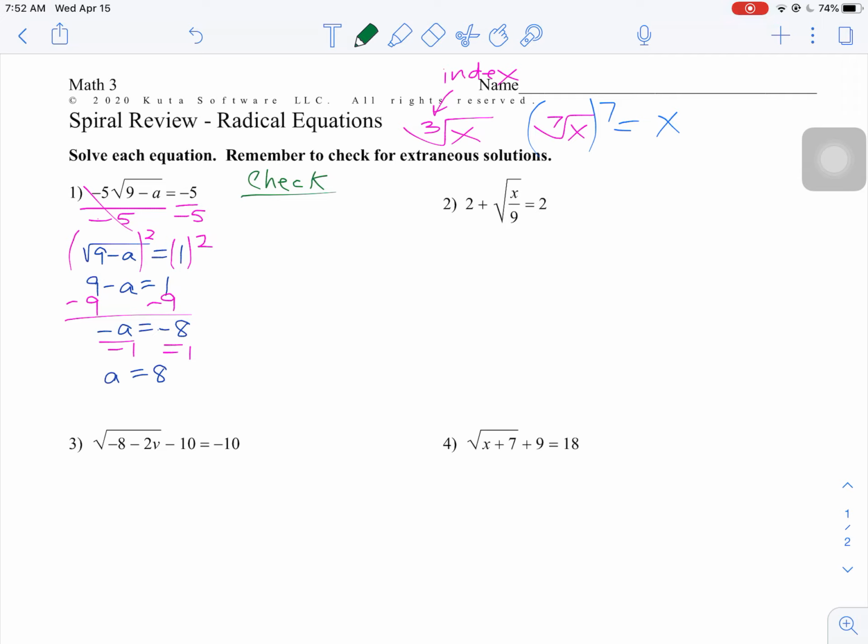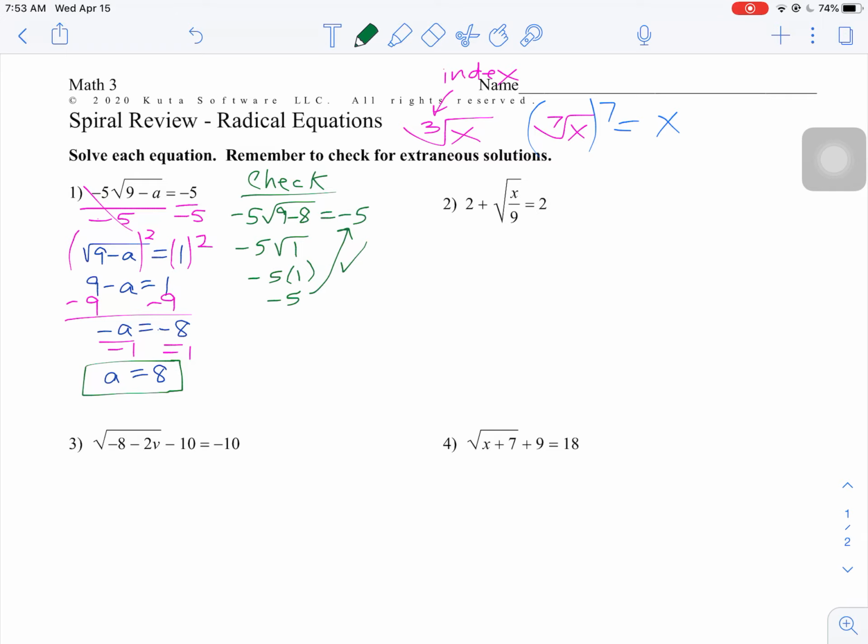So in this problem, I take my a value of 8, and I plug it in for a like that. And then don't think of it as solving, just think of it as simplifying. On the left side, 9 minus 8 is 1, square root of 1 is 1, -5 times 1 is -5, and yes, that does equal -5. That works, so yes, a equals 8 is an answer. Let's go over to number 2.